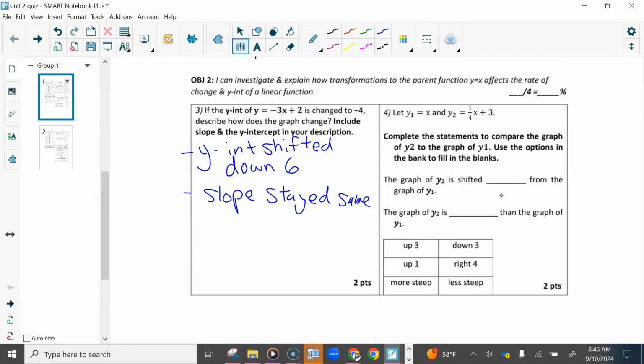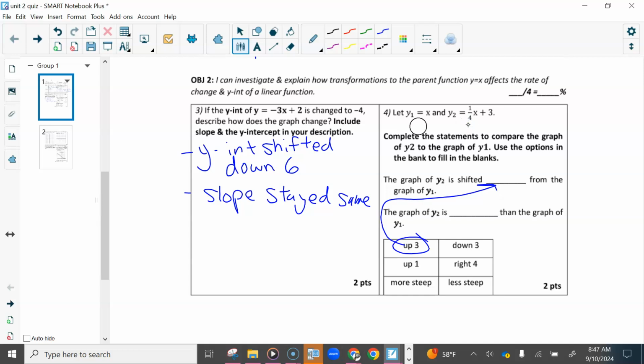Up 3, because the y-intercept is now at 3, so up 3. You can write in up 3, or you can circle the arrow like I did. And for the second one, the graph of y2 is blank than the graph of y1. So we already talked about the y-intercept and the shift. Now we're talking about the slope. How does that change? Which of these would be the correct answer?